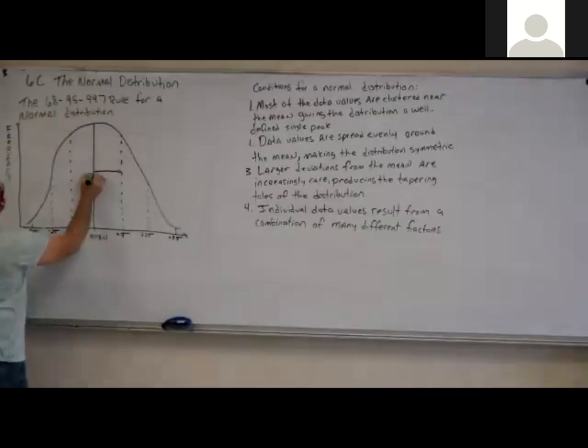68% of the data will be within 1 standard deviation of the mean. So this is 68%. What that means is if I had 100 samples, 68 of them are going to be within 1 standard deviation of my average. So if my average was 50 and my standard deviation was 5, that means that I'll be between 45 and 55 with 68% of my data, okay? 2 standard deviations.